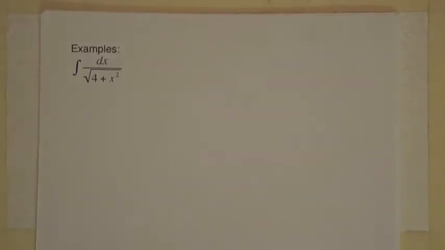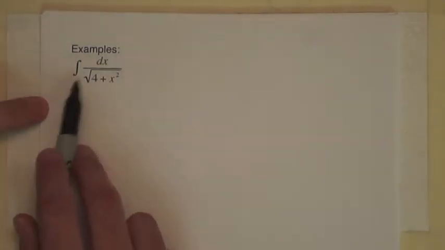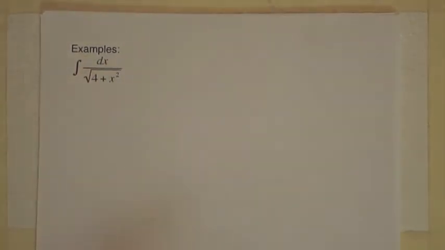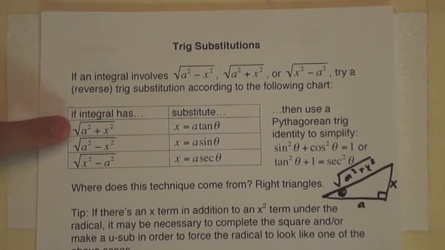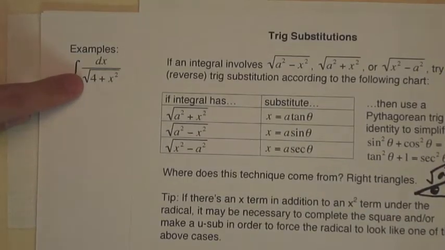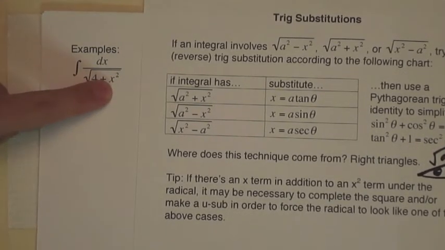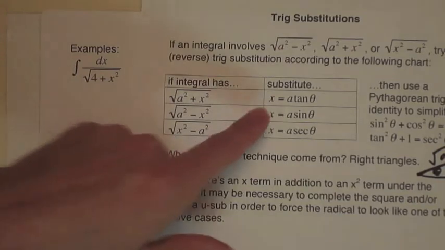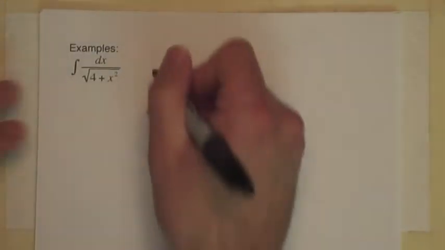So let's do a first example of an integral involving a trig substitution. Here we have the integral dx over the square root of 4 plus x squared. Your clue that it needs a trig substitution is that it has a square root with an x squared under it. And indeed we're in this first case where a equals 2. 2 squared plus x squared is what's under the radical, suggesting we should make the substitution x equals 2 tan theta. So let's do that.